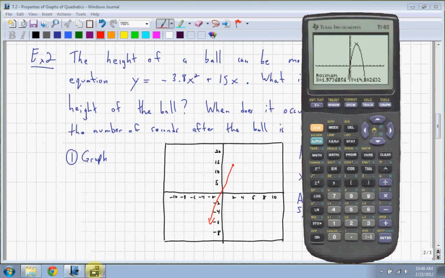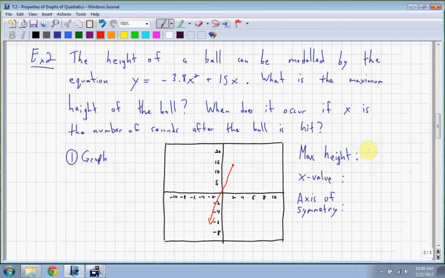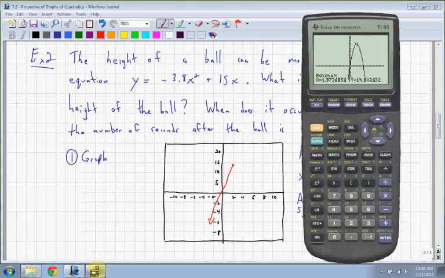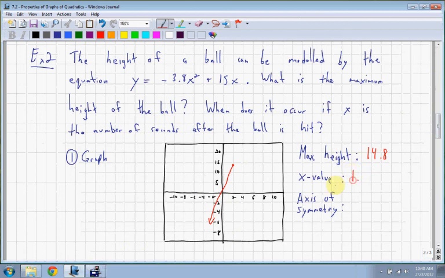Now, how do I figure out those points? So I know my maximum value is 14.8. It occurs when my x value is 1.97. Yeah, 1.97 seconds, and the height should be measured in meters. It's really, really high.